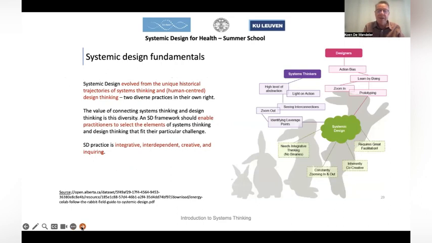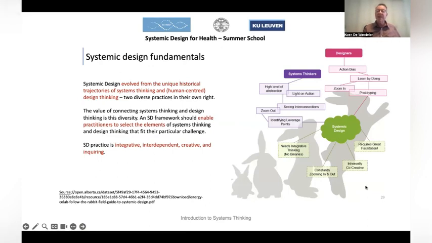Systemic design means basically that we need to combine different elements from, on the one hand, design thinking, and on the other hand, from systems thinking. Systems thinking requires a high level of abstraction. It is geared to action. It is looking at the interconnections of the elements and therefore requires to zoom out. And the main point is basically to identify leverage points.